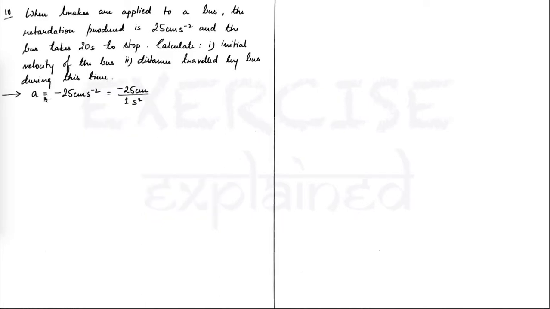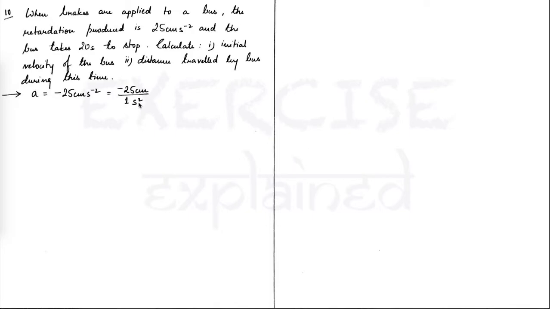Now the first things first, I need to convert centimeter per second square to meter per second square. Now acceleration, I have written it as minus 25 centimeter per second square since it is given in the question as retardation is 25 centimeter per second square. So acceleration will be with a negative sign. So minus 25 centimeter per second square can be written as minus 25 centimeter divided by 1 second square.